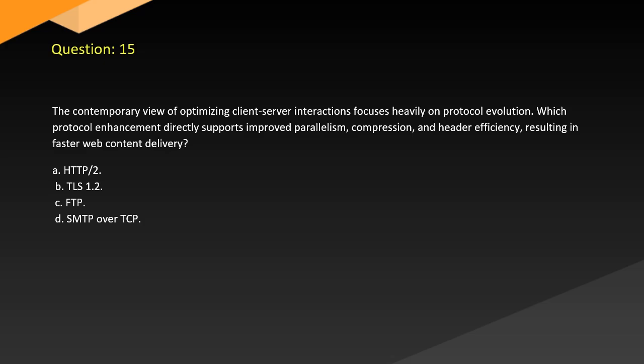Question 15. The contemporary view of optimizing client-server interactions focuses heavily on protocol evolution. Which protocol enhancement directly supports improved parallelism, compression, and header efficiency, resulting in faster web content delivery? A. HTTP/2. B. TLS 1.2. C. FTPS. D. SMTP or similar.